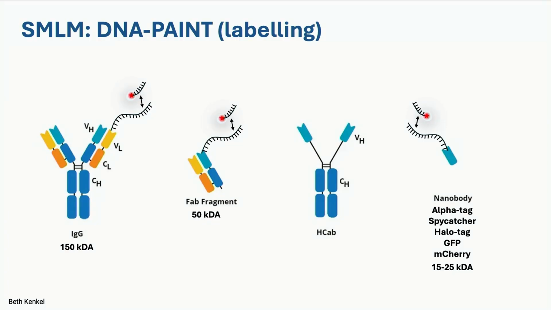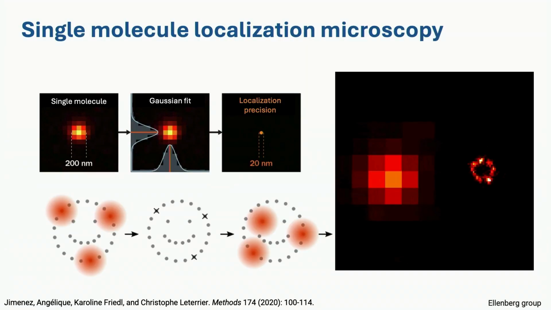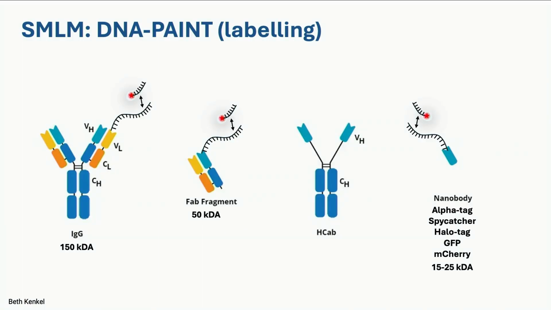We use DNA-PAINT, where we label our antibody or protein or what we want to know with a DNA docking strand, and this is like around 7 to 10 bases. And in the buffer, we add a solution with the complementary DNA strand that has a dye, and we can use any dye. Nowadays in the community, we are all using Cy3b, and we can use this with Fab fragments and also nanobodies. And now it's really useful to use these alpha tag, spike catchers, or halo tags because they are smaller.